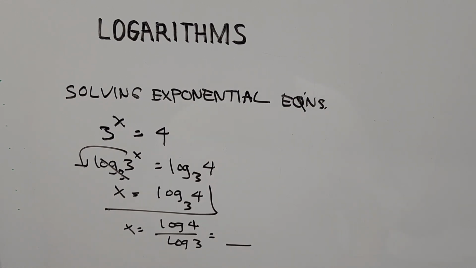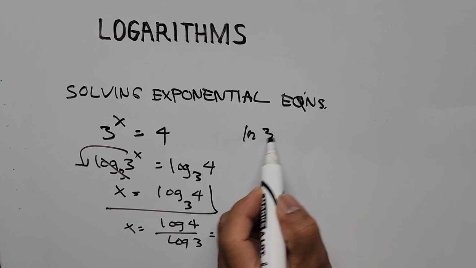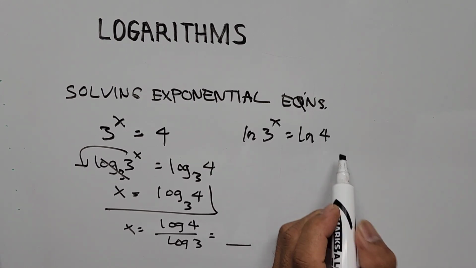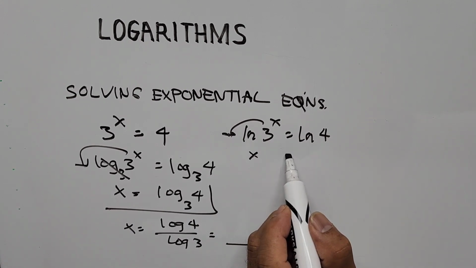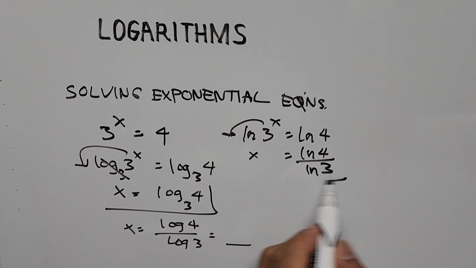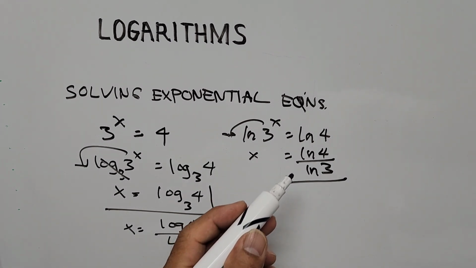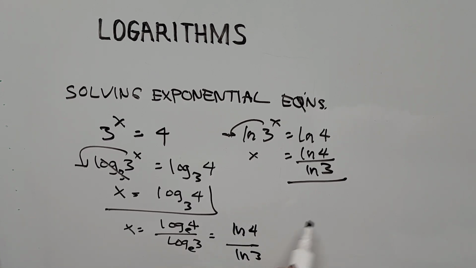And this can be solved the same way by using natural logarithm. So let's take the natural logarithm of both sides. That is ln of 3 to the power of x equals ln of 4. Once again, take down the exponent as x on the front. So we have x equal to ln of 4 divided by ln of 3. That's the same, since if we convert this into natural logarithm, this is base e. So this is the same as ln of 4 divided by ln of 3.